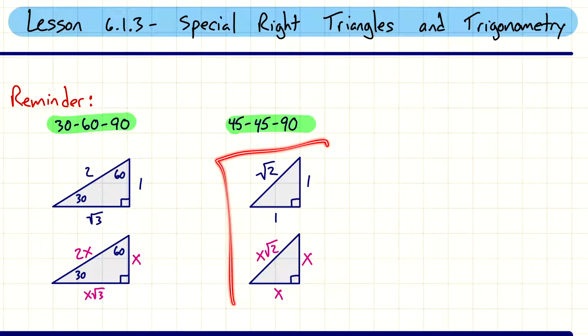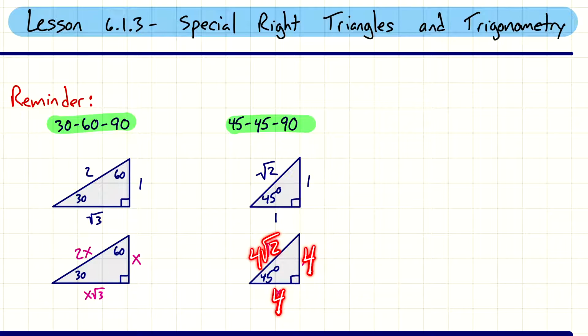The same applies to the 45, 45, 90 triangle, where 1 and 1 would be the two legs, and square root of 2 would be our hypotenuse. These could be replaced with letters. So if I change the legs to 4, then this is going to be 4, 4, and 4 root 2. The same pattern works for all 45, 45, 90 triangles.